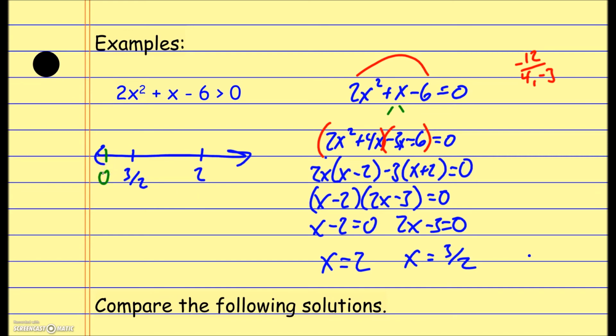0 is on the outside, so I want to know if I'm shading inside or outside. When I plug the 0 in, it gives me negative 6 is greater than 0, which is ridiculous. So instead of shading outside, I shade inside this time, because 0 didn't work. There's no equal to condition, so I use these open dots, and now I can see my inequality. It's a compound inequality: 3/2 is less than x less than 2.